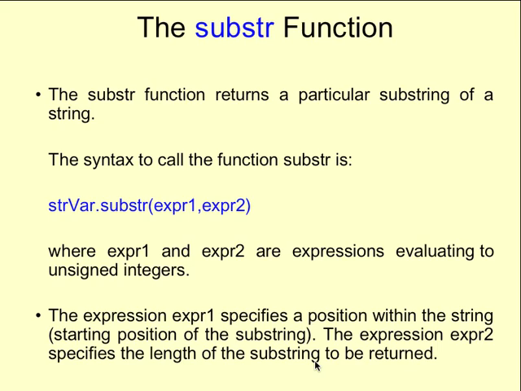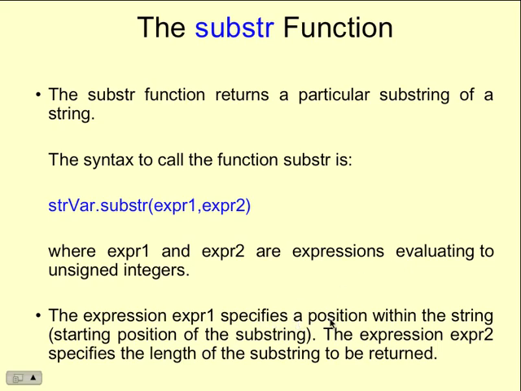Now we have substring. Substring returns a particular substring of a string. Before, we were finding a substring in a string; now we're asking for a substring because we don't want to use the whole thing. The syntax is to run the dot substring with expression 1, comma expression 2. Expression 1 and 2 are expressions that evaluate to unsigned integers.